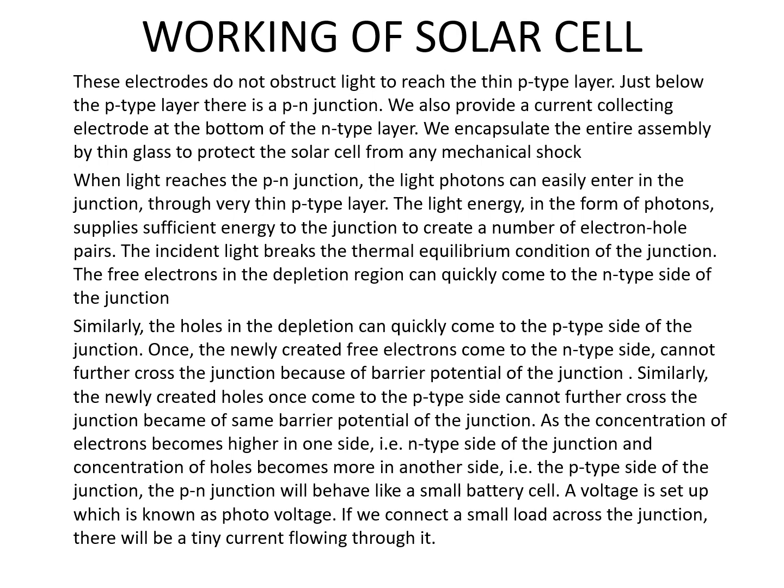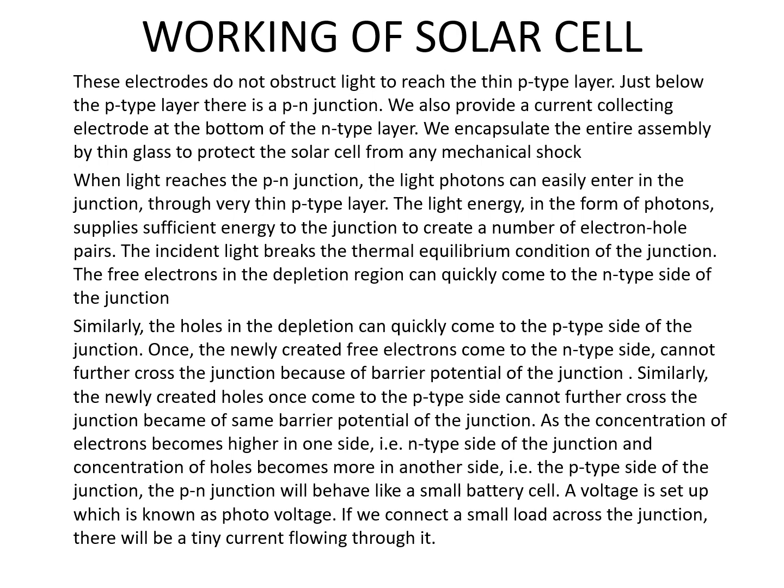Once the newly created free electrons come to the N-type side, they cannot further cross the junction because of the barrier potential of the junction. Similarly, the newly created holes, once they come to the P-type side, cannot further cross the junction because of the same barrier potential of the junction. As the concentration of electrons becomes higher on one side, that is the N-type side of the junction, and the concentration of holes becomes higher on the other side, that is the P-type side of the junction, the PN junction will act like a small battery cell.